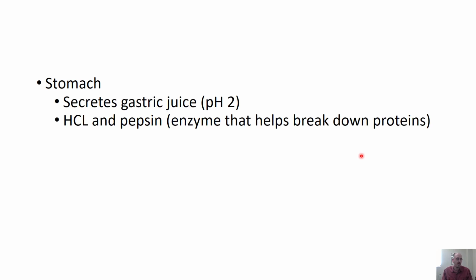hit stomach acid. So your stomach has gastric juice, which has a very low pH, a pH of about 2. And inside here we have hydrochloric acid and an enzyme called pepsin. If you can't remember pepsin, remember Pepto-Bismol gets its name from pepsin. Pepsin is an enzyme that helps to cut the bonds, the peptide bonds between certain amino acids. It breaks down proteins.